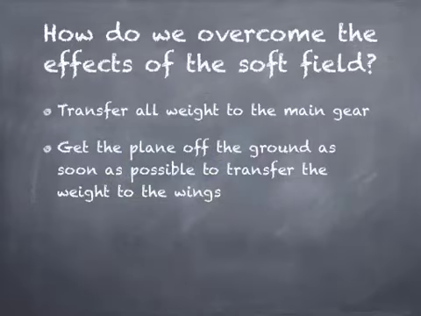Now how do we overcome the effects of a soft field? First of all, we'll want to transfer all the weight to the main gear. This will prohibit any undue stress on our front landing gear, which is primarily there just to support the weight of the engine in a tricycle gear. Secondly, we'll want to get the plane off the ground as soon as possible by transferring the weight to the wings. Remember, what was hindering our acceleration can't hinder our acceleration if we're no longer in contact with it.